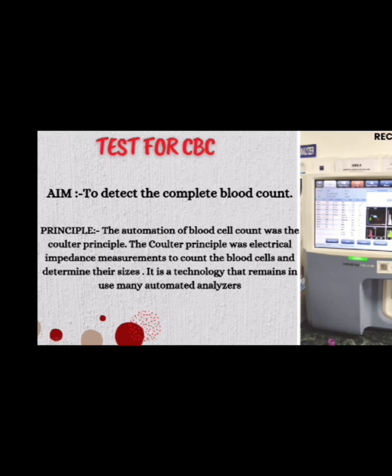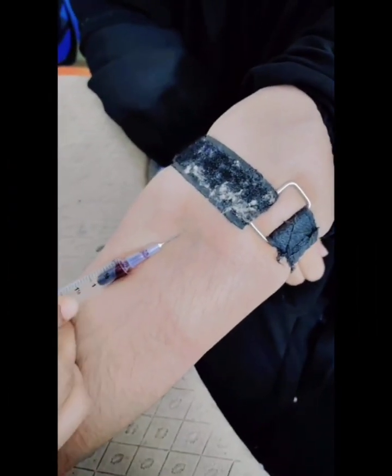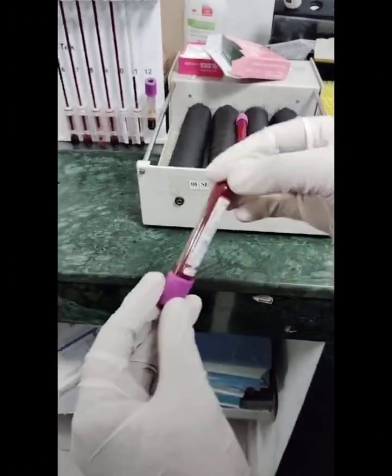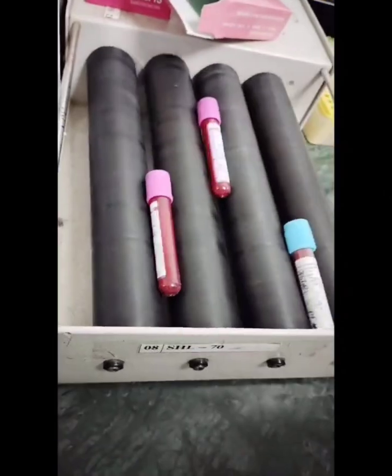Now let's know the procedure. First, collect the sample from the patient in the EDTA tube. Second, fill in the information of the patient on the EDTA tube. Third, manually rotate the sample 8 to 10 times. Fourth, keep the sample in the rotator for a few minutes.